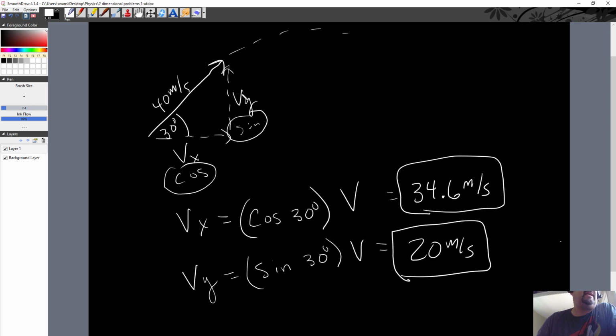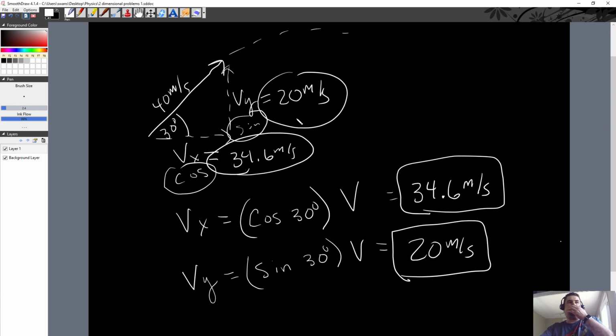So that's it. We could say that this thing is heading upwards at 20 meters per second, but it's heading to the right at 34.6 meters per second. So those are our two answers, and try some practice problems on the y's and the x's right now on Moodle.